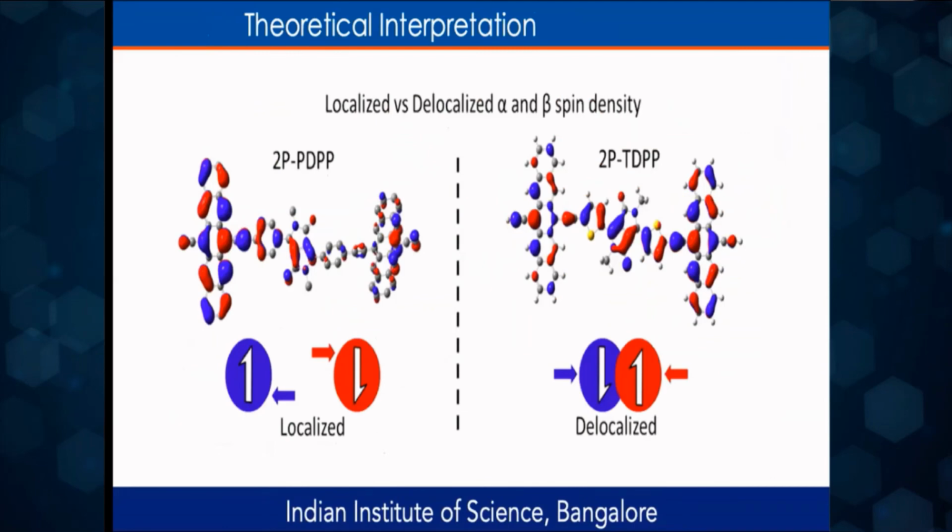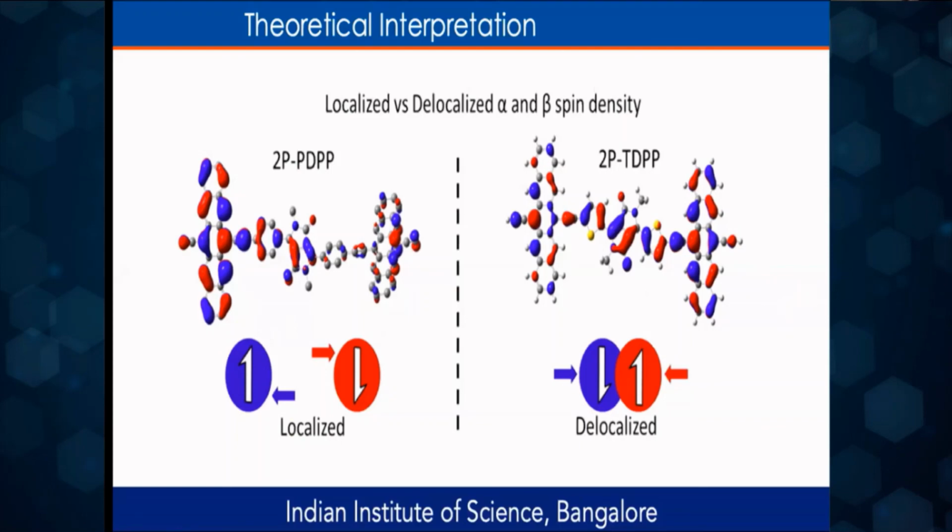Then we looked at a theoretical interpretation for this. You can see that when you have pentacene ladders coupled with the phenyl bridge, we clearly see the spin densities are localized on pentacene. When you have a thiophene bridge, where the spin densities are delocalized, we do not see singlet fission. That's the conclusion based on theory, showing how the spin densities are localized on a pentacene ladder.